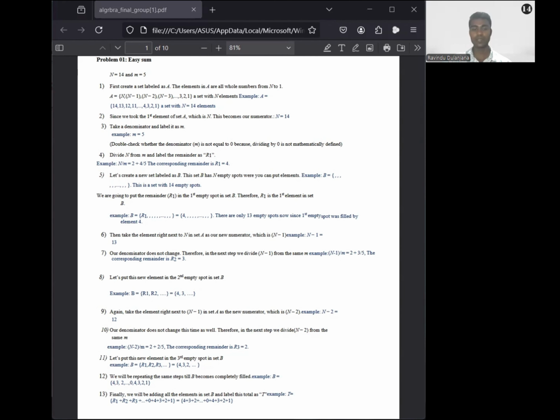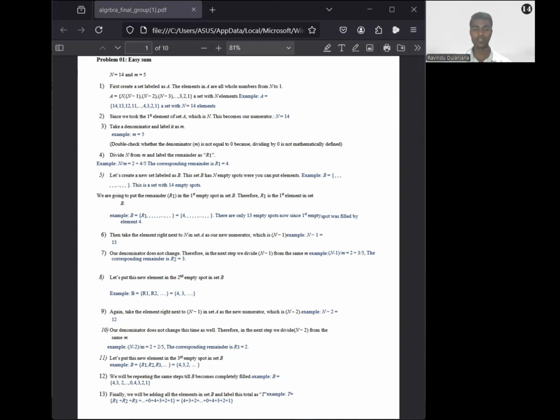Step 3. Create another set called B with the same number of slots as elements in A. Place R1 in the first slot of B. Step 4. Now take the next number in A, which is n minus 1. Use the same denominator m. For example, with 13 divided by 5, the remainder is 3. Place R2 equals 3 in the next slot in B. Continue this process for all elements in A.